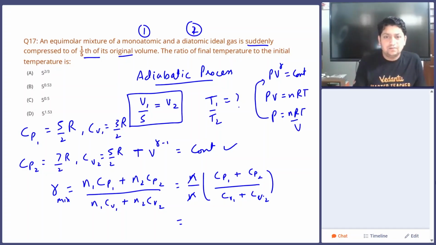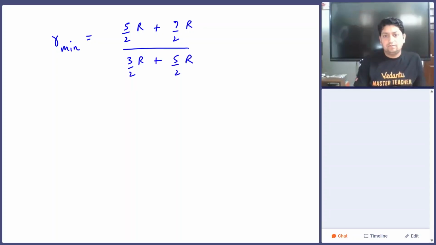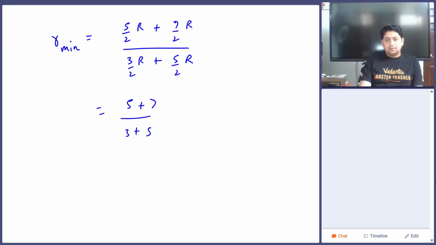5 by 2. Let's move to the next slide. Gamma for the mixture is Cp by Cv, that is (5/2 r + 7/2 r) over (3/2 r + 5/2 r), right? So the 1 by 2 and r will be cancelled out, so we will get (5 plus 7) over (3 plus 5), that is 12 by 8, which is 3 by 2.